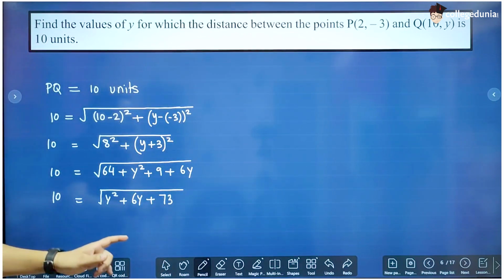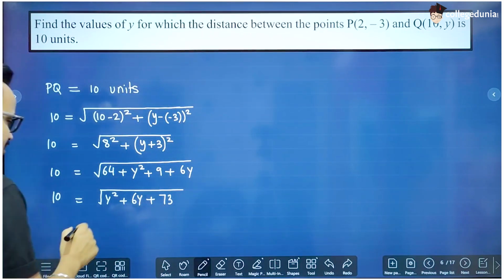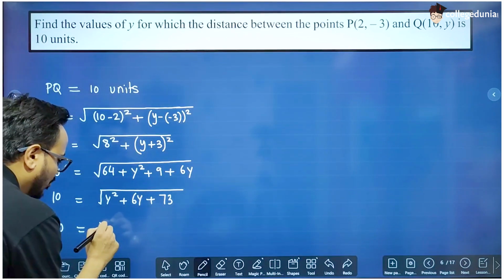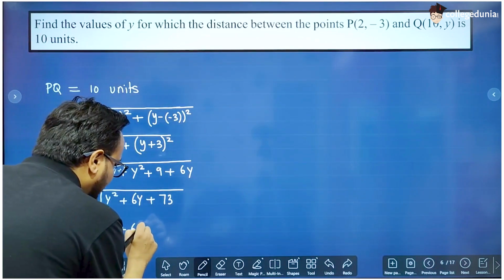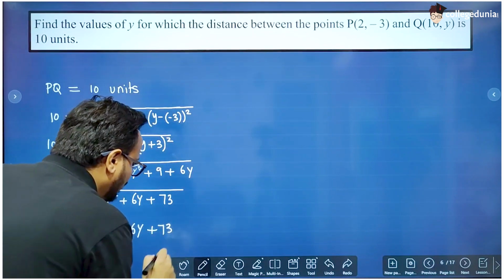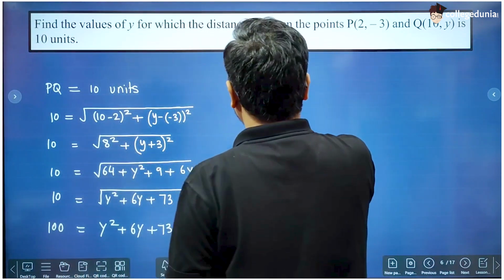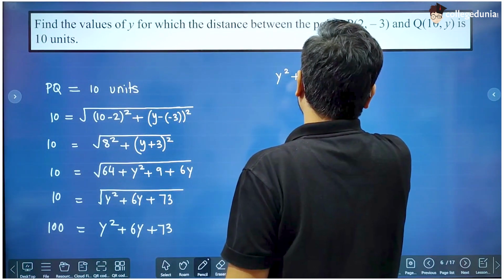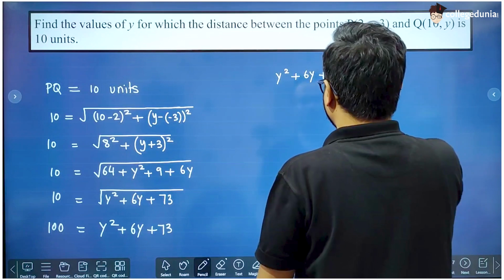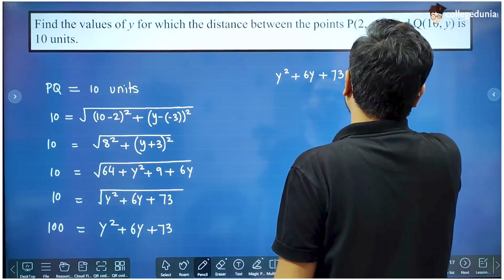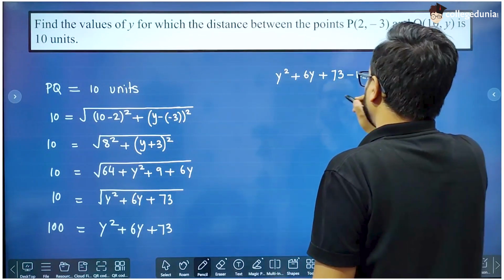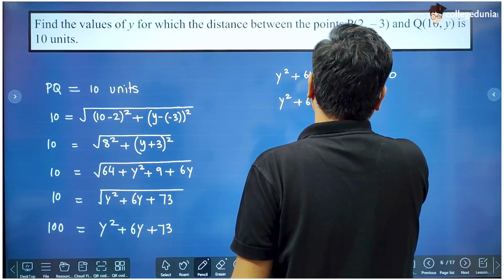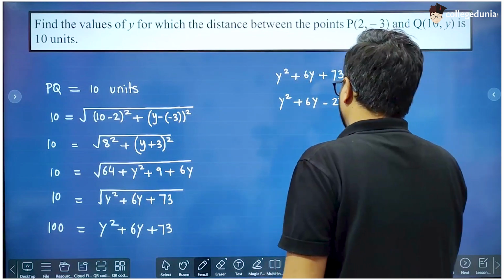Now we have to solve this and find the value of y. For this we have to first remove this root. So if we square both sides, this is what we will get. And taking 100 on this side, we will get y square plus 6y plus 73 minus 100 equal to 0, which is y square plus 6y minus 27 equal to 0.